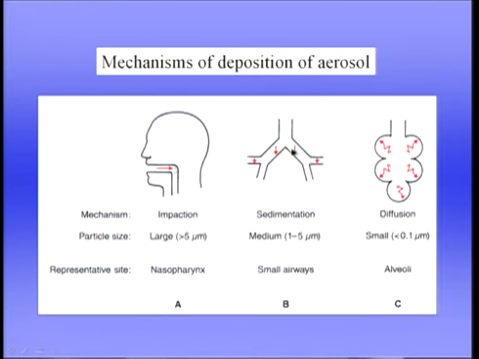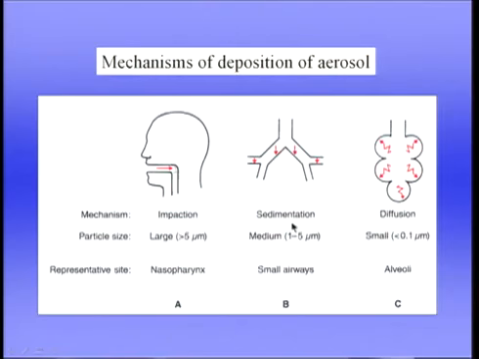And sedimentation particularly tends to occur in the small airways. Why the small airways? Well, probably simply because the distance that they have to go to settle, to fall onto the airway wall, is relatively short. And as I say, this affects the medium-sized particles particularly. By the way, this says representative site. It doesn't mean that you can't have impaction or sedimentation in other sites, but these are the sites that particularly see sedimentation. Small airways particularly tend to see sedimentation.